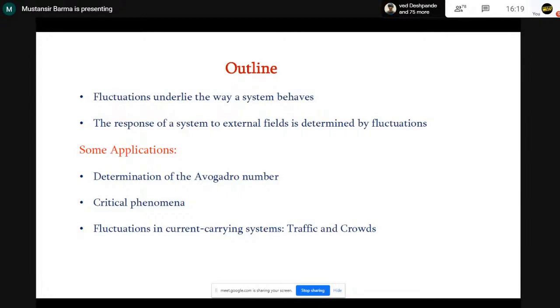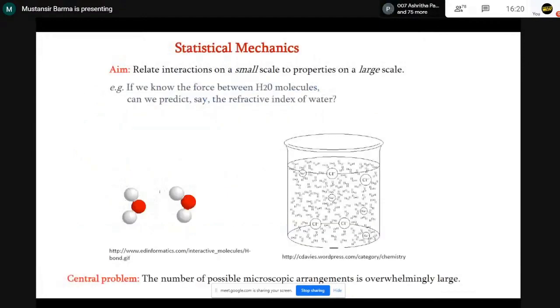Okay, so this is the rough plan of my talk. Let me proceed. Let me remind you what statistical mechanics is all about. The aim or the idea is to relate interactions on a small scale to the properties on a large scale. By large scale, I mean the scale of macroscopic physics, centimeters, maybe millimeters, maybe meters. But a small scale will mean atomic dimensions. So, for example, if we know what the force is like between two hydrogen molecules, as here, can we predict, for instance, the refractive index of a beaker of water? This is the task that statistical mechanics tries to accomplish.